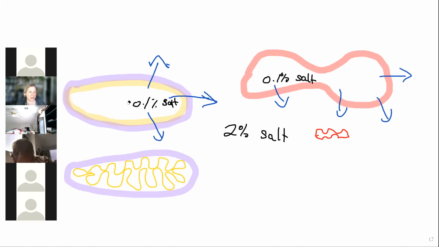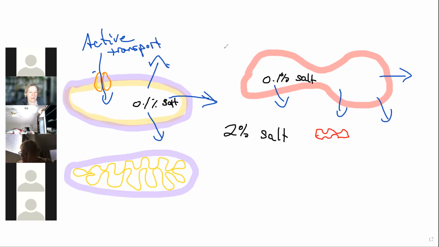All right, so what about bacteria that live in the ocean? We have a whole bunch of bacteria that live in the ocean very happily. They have transporter proteins that actively shunt the water back in. So as fast as the water is going out, they move it back in. So that would be active transport. Our cells are not evolved to do that.